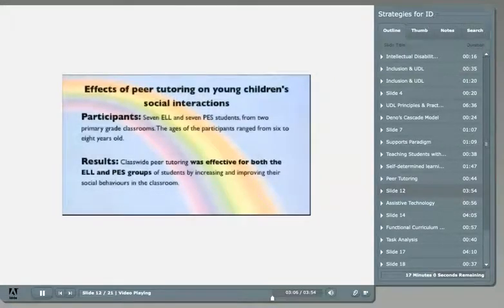From this study, the participants included 7 ELL and 7 PES students from 2 primary grade classrooms. The ages of the participants ranged from 6 to 8 years old. The results: the class-wide peer tutoring was effective for both the ELL and PES groups of students by increasing and improving their social behaviors in the classroom.